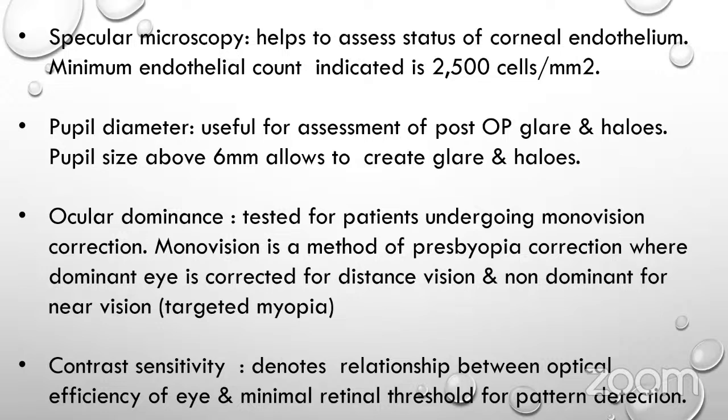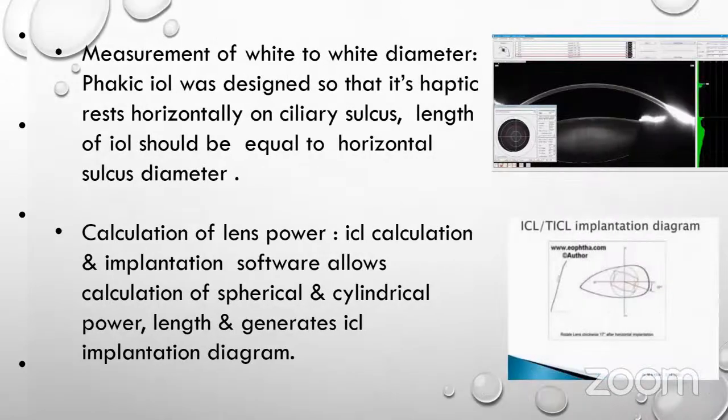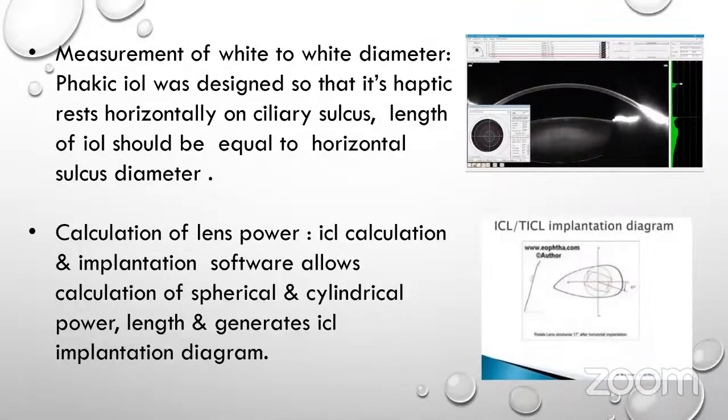Ocular dominance is tested for patients undergoing monovision correction. Monovision is a method of presbyopia correction where the dominant eye is corrected for distance vision and the non-dominant eye for near vision. Contrast sensitivity denotes the relationship between optical efficiency of the eye and minimal retinal threshold for pattern detection. Measurement of white-to-white diameter: the phakic intraocular lens was designed so that its haptic rests horizontally on the ciliary sulcus. Length of the intraocular lens should be equal to the horizontal sulcus diameter.